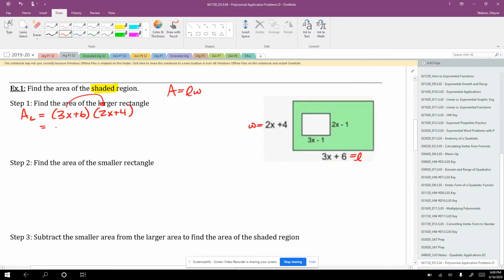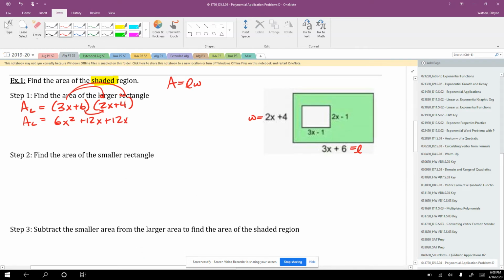The first two terms, I'm going to get the area of the large is equal to 6x squared. Now the 3x times 4, I'm going to get 12x. Move on to the second term, 6 times 2x, I'm going to get 12x. And 6 times 4, I'm going to get 24. Then I'm going to look for any like terms. These two are like terms, I can combine them. Now I have the area of the large: 6x squared plus 24x plus 24. Not my final answer, but it's going to be used to determine my final answer.